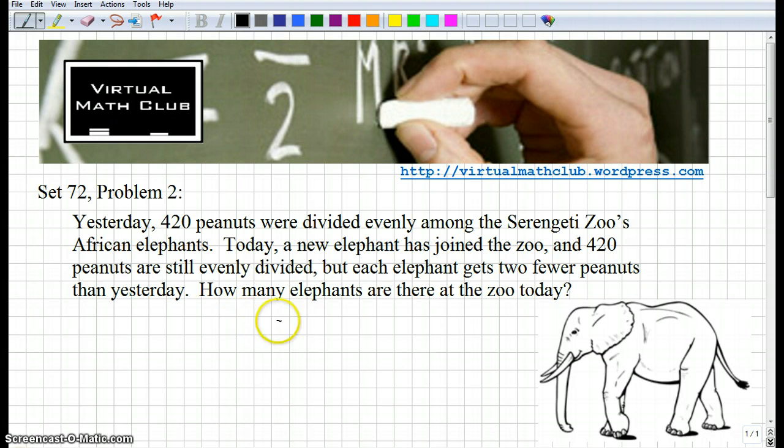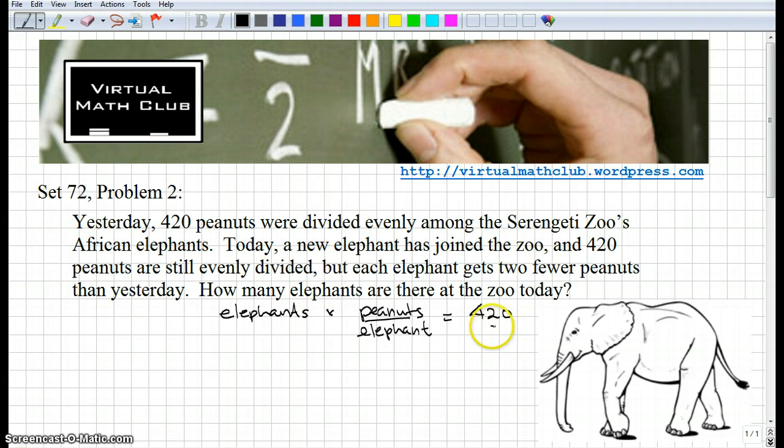Alright, well, we don't know how many elephants there are, and we don't know how many peanuts they get apiece, but if we take the number of elephants times the number of peanuts per elephant, that'll give us the total number of peanuts, and that's 420. Okay? So the number of elephants and the number of peanuts per elephant are factors of 420.